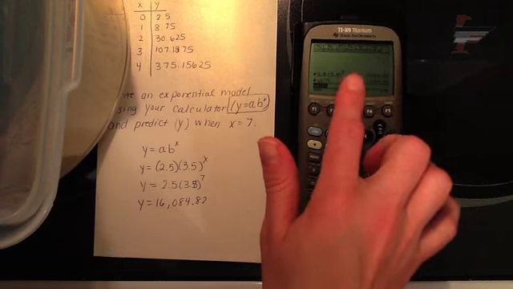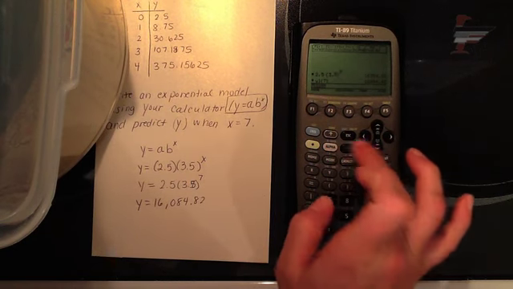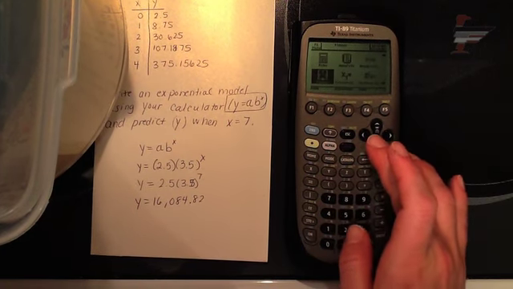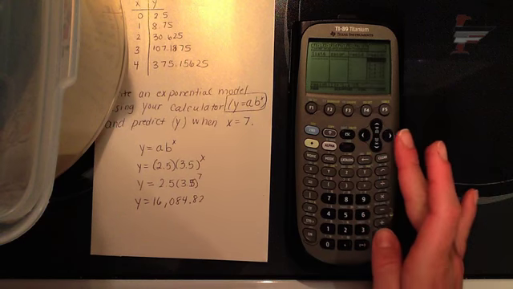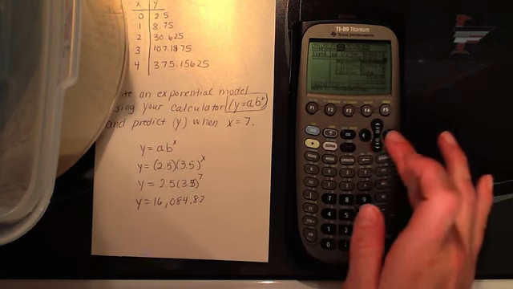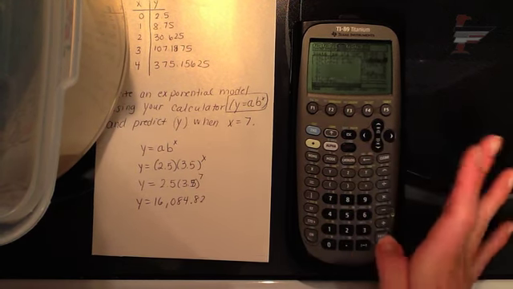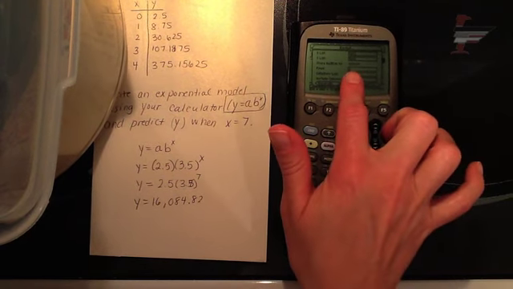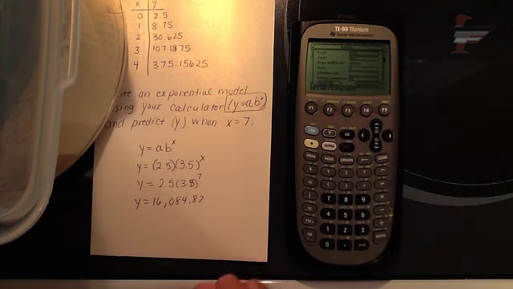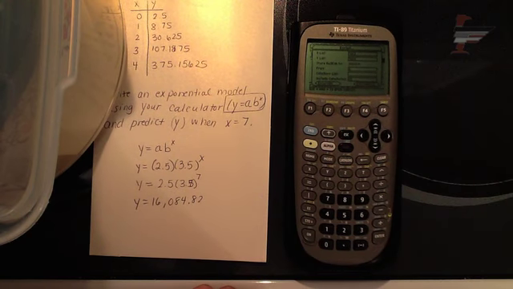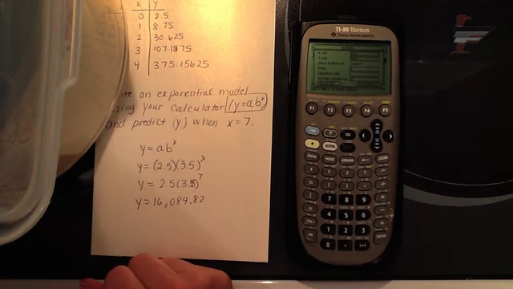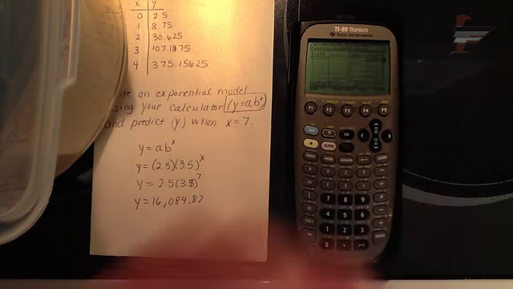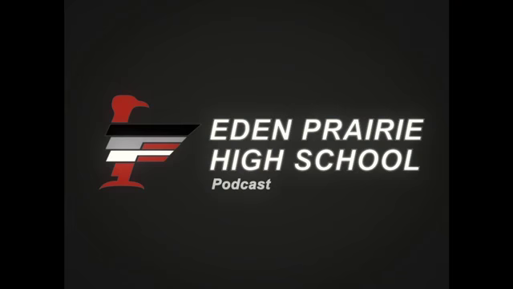Now this will only work if, when you made your regression, I'm going to show you this one more time, when you make that regression equation, right here where it says store regression equation, if you don't store it into y1, then you can't do what I just showed you. So please make sure that you're always storing that into y1. And that's how you make an exponential model on your calculator.